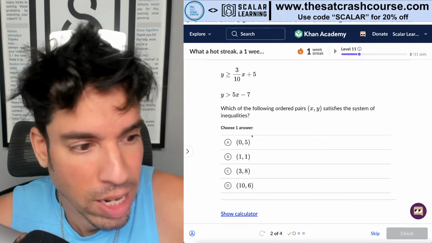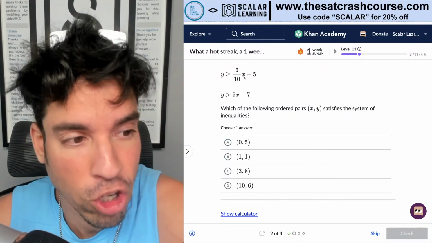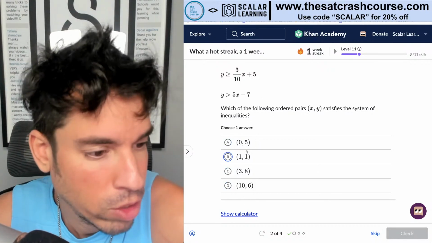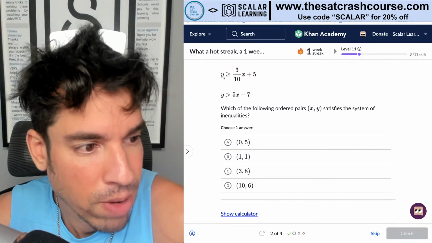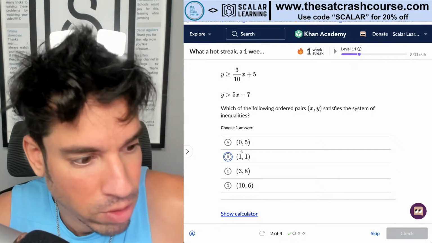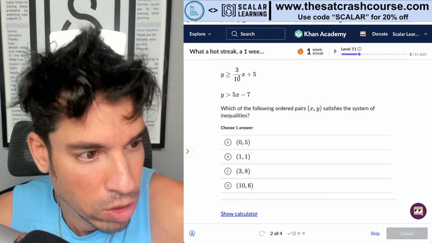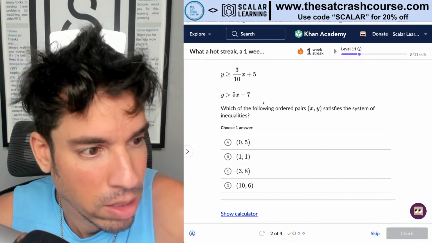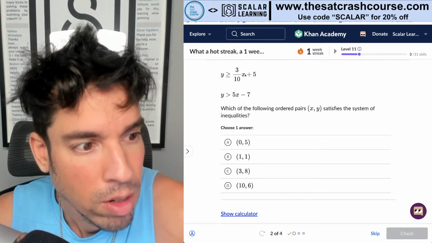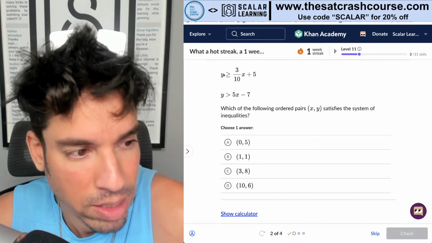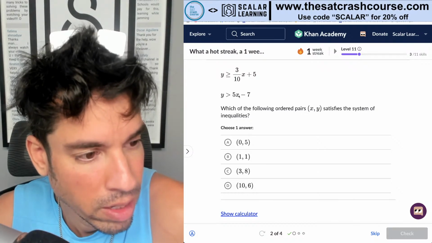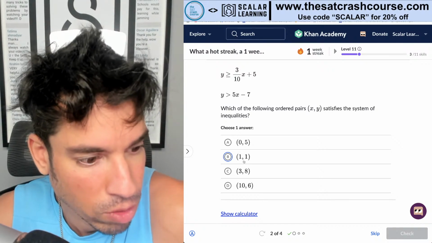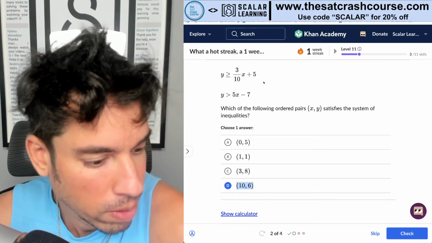Okay, which of the following pairs satisfies the system of inequalities? For these, I like to plug and chug. You could also put this in Desmos and plot these out. Again, not the fastest, but watch how I do it. If I plug in 0 and 5, that works. Plug in 0 and 5 does not work. A is out. Plug in 1 here, 1 here. 1 is not greater than 5 plus 3/10, out. Plug in 8 here, and 3 here. 9/10 plus 5 is less than 8. That works. 8 and 3. 3 times 5 is 15, minus 7 is 8. 8 is not greater than 8, so it's got to be D, but let's double check.